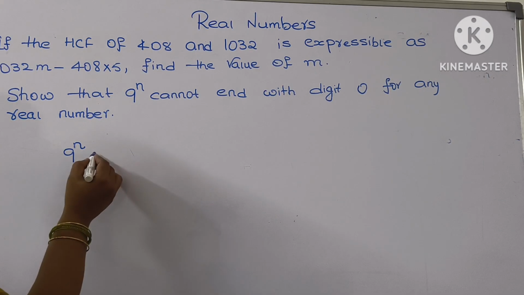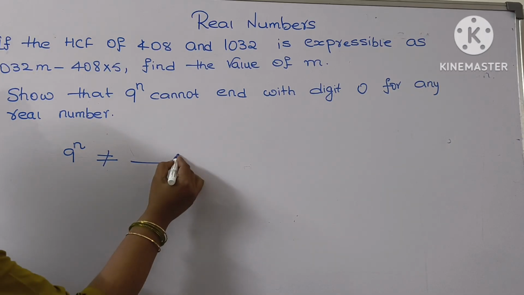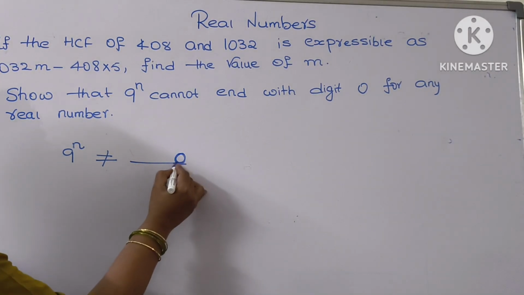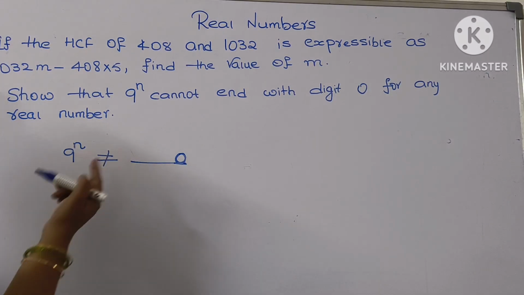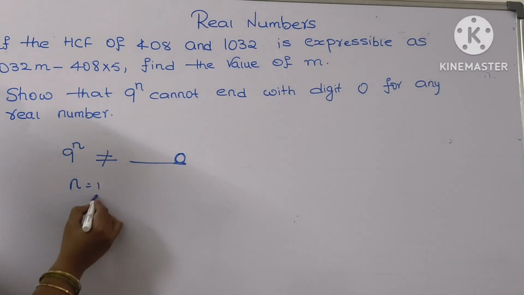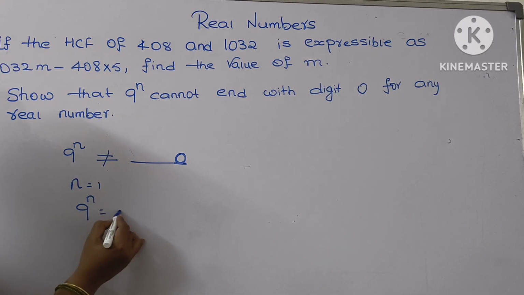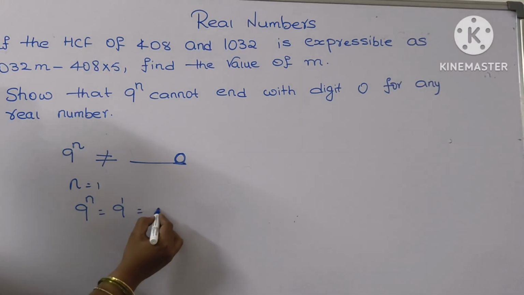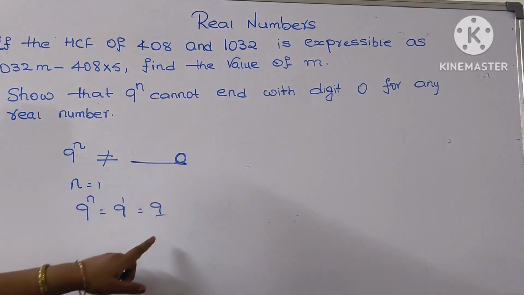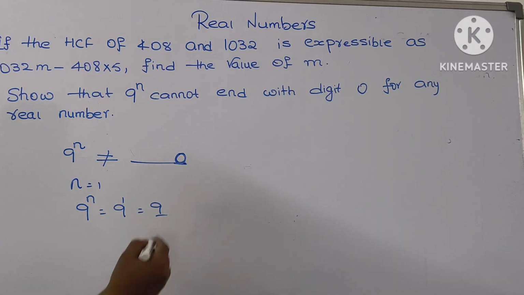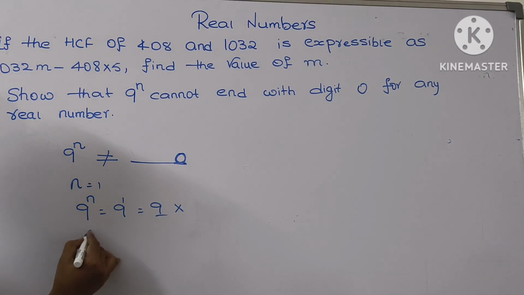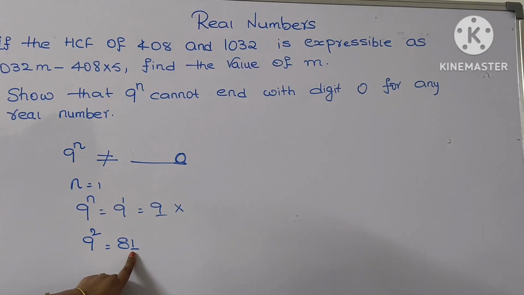He is saying this cannot end with a 0 in the units place. For example, if I take n to be 1, what is the value of 9 power n? 9 power 1 will be 9. It has only a single digit. Is it ending with 0? No. Let me take n to be 2. So 9 squared will be 9 nines, 81. Is the units digit 0? No.